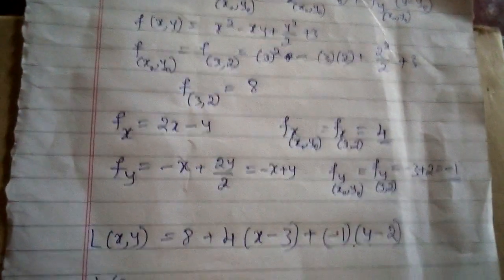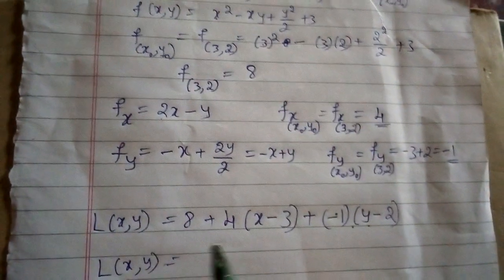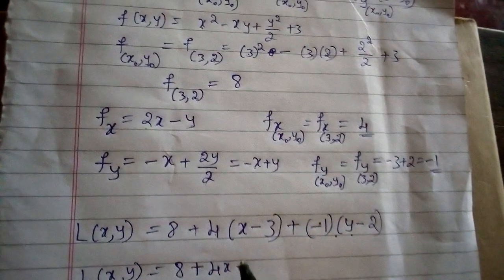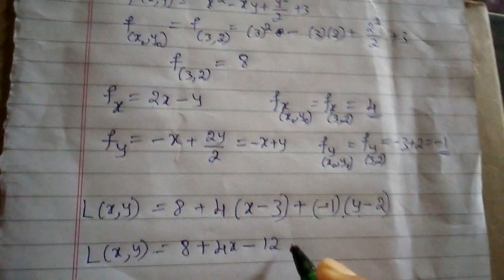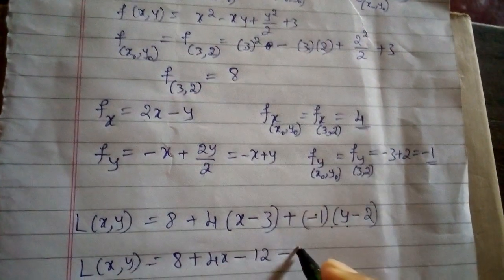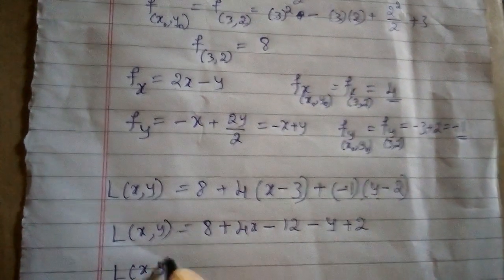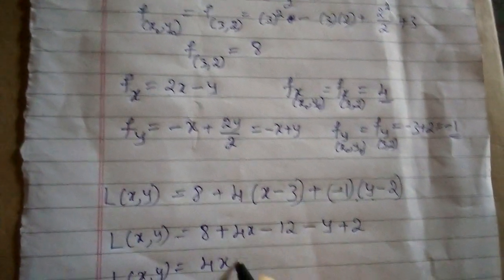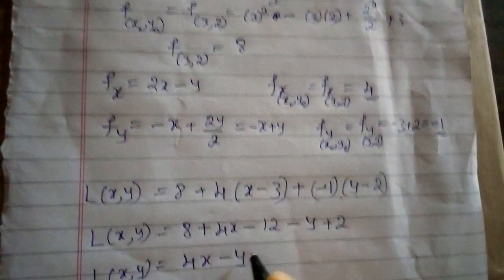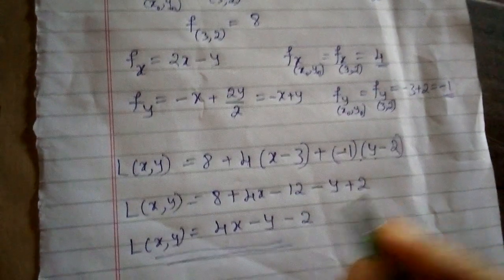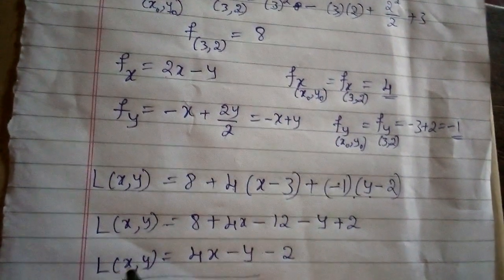Then the linearization of function f(x,y) is equal to 8 + 4x − 12 minus (y − 2), which is −y + 2. Then the linearization L(x,y) is equal to 4x − y − 2. This is the final answer. This is the linearization of f(x,y).